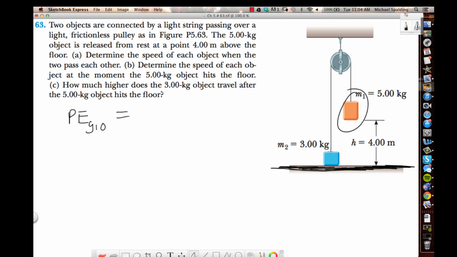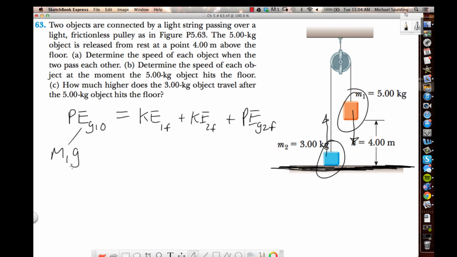And then what are the energies we end with? M2 goes up, M1 goes down. We're going to end with 2 kinetics, so it's basically what we just had: kinetic 1 final plus kinetic 2 final, and then there's a third one. M2 goes up, so he's going to end with potential of gravity. So all this is keeping track of your energies. Then you plug in, it's the exact same thing. M1 G H1 equals 1/2 M1 V final squared plus 1/2 M2 V final squared plus M2 G H2.